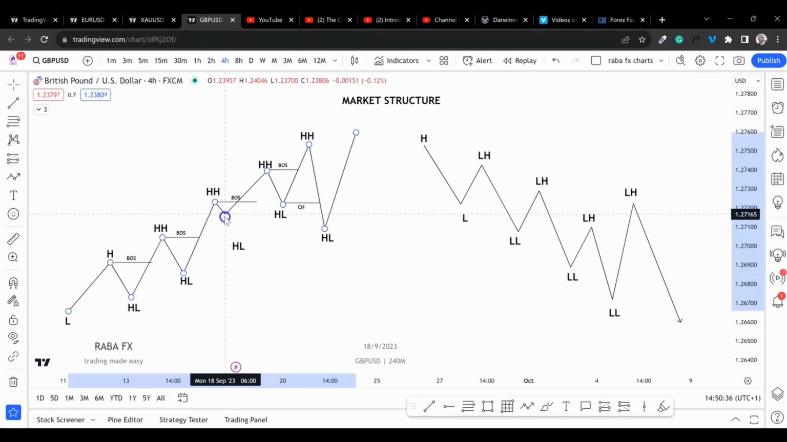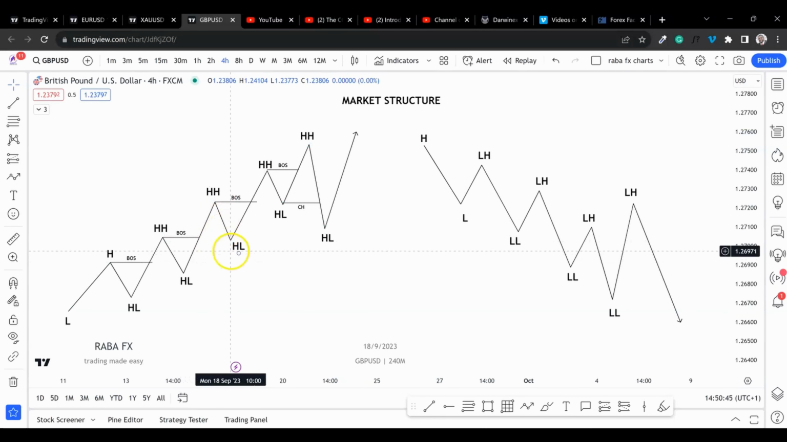Now this pullback does not necessarily have to be a very deep pullback. It could be a very small pullback. It does not need to be a 70% retracement. A pullback is a pullback. And there's nothing like a valid pullback. I saw a comment asking me what is a valid pullback. I don't know where you get that from. What happens is, as a trader, you simply give yourself rules to tackle the market and have an edge in the market. So more on that later.